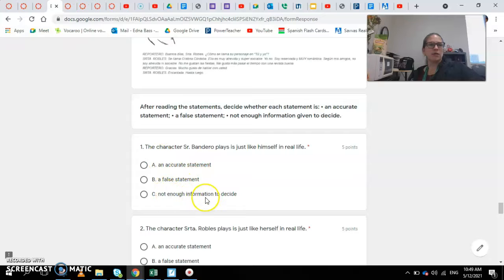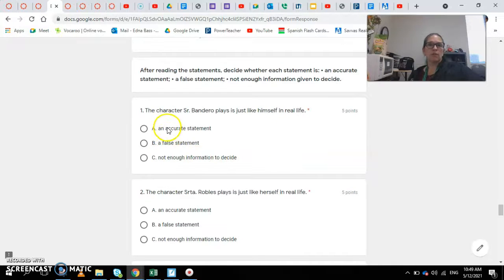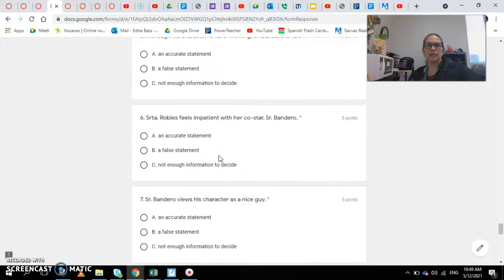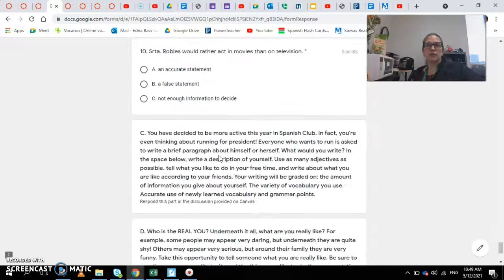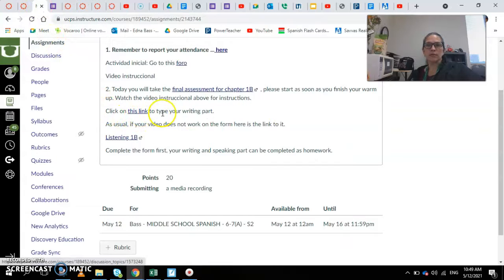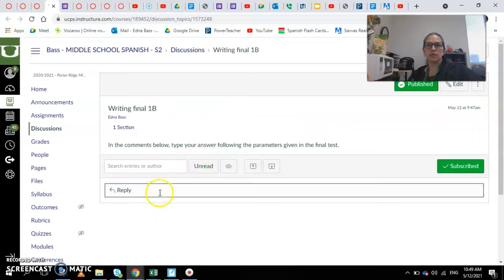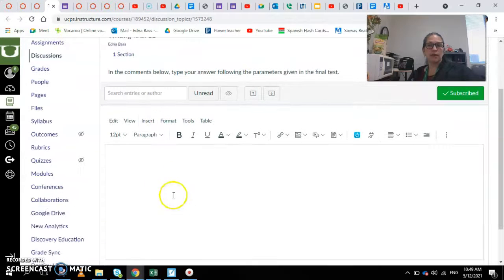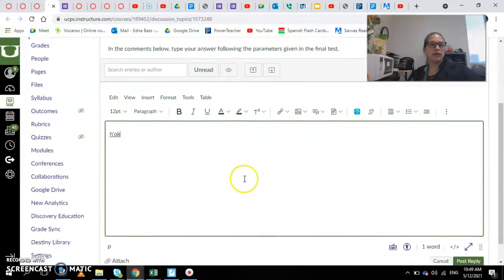In this case, it's because I'm just giving you a statement that says something, but you really can't tell by what they answer. So you would select that one. And then there is accurate when it's true and false when it's false. You select that. So that is for the reading part. Then comes the writing part. For the writing part, you have the directions right here. And like you did last time, you're going to this link where it says click on this link to type your writing part. It's going to take you to a discussion. You click here, reply, and type your answer right there, and then post.